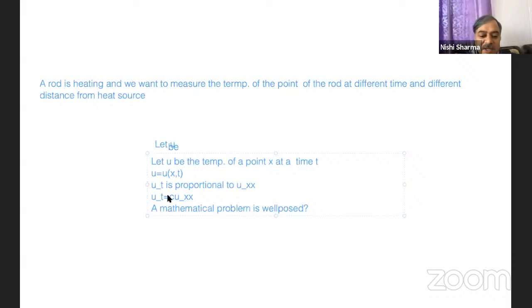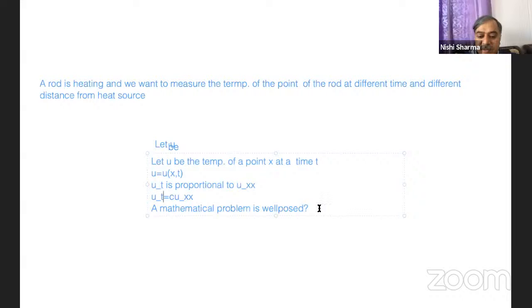Stable means if we take a small perturbation in the input, that should imply there are small changes in the output. Then we say that a problem is well posed.